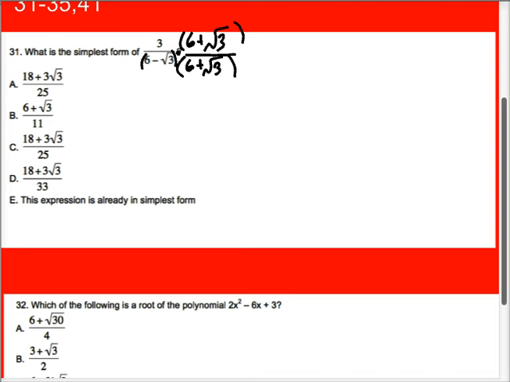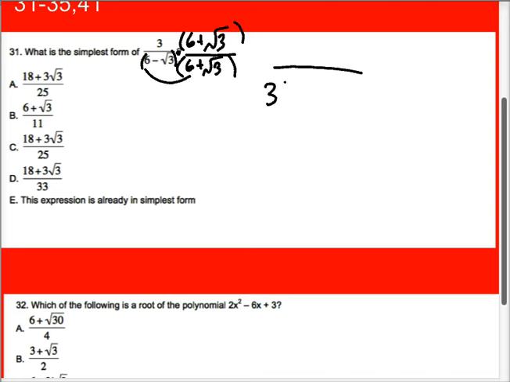So that's your first line of attack. To get rid of the radical, use the conjugate. Flip that sign. And now we're going to take care of this. So on the bottom, what you're going to end up with is you're going to end up foiling this. Remember, whenever you're multiplying two binomials, you can use the FOIL method.